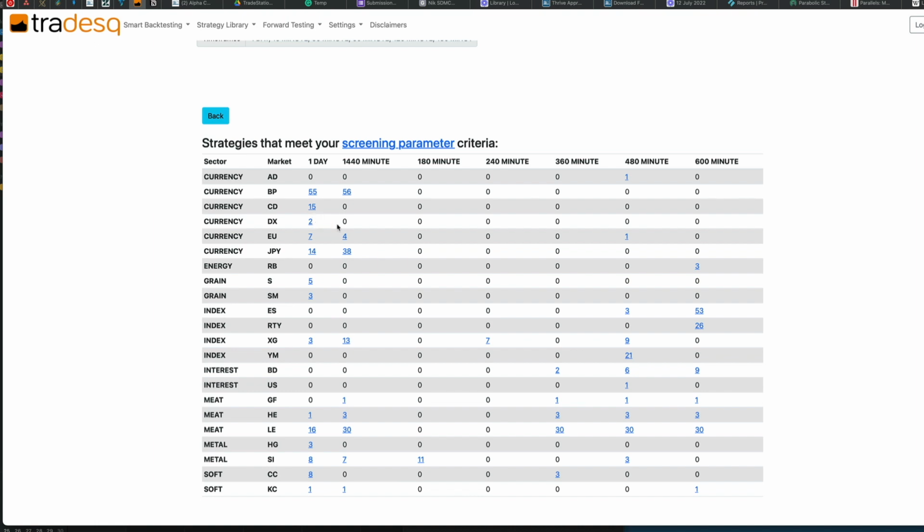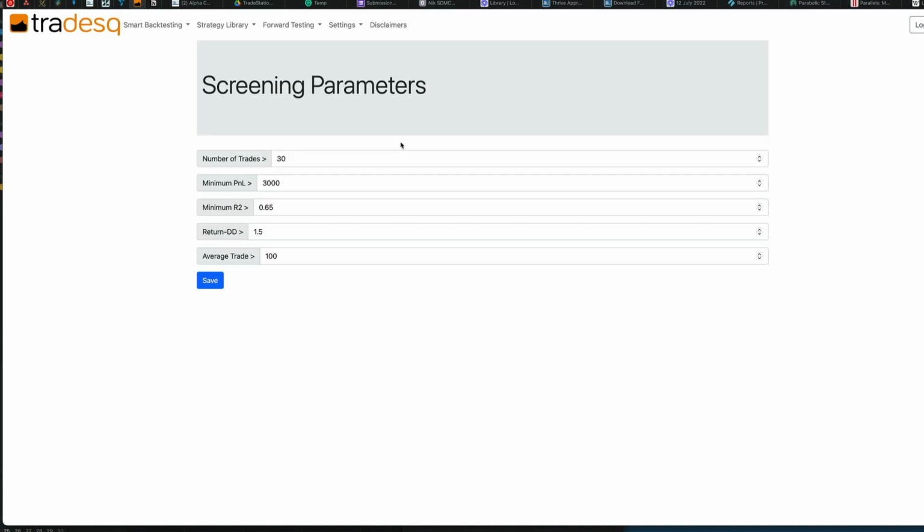What do these mean? Well, the first thing we have to understand is our screening parameters. We don't have all the markets showing up here. What's actually getting displayed is a subset of all the data that was generated during the backtest. The backtest generated a bunch of information across all markets and time frames, but we're just looking at a subset. And that subset is controlled by our screening parameters. Clicking that will bring up our screening parameters, which we can change.